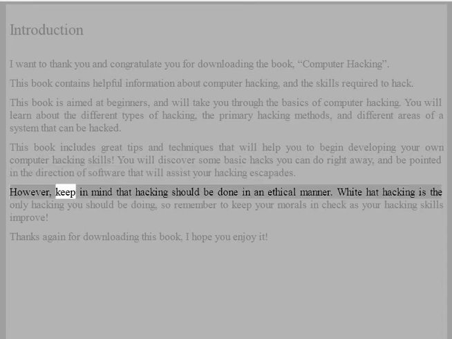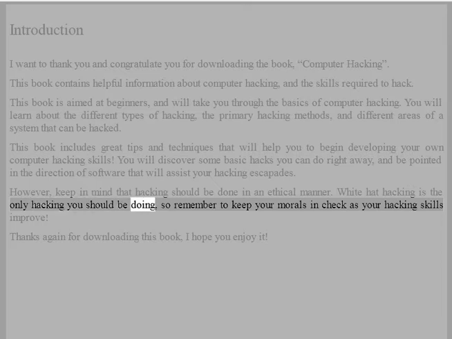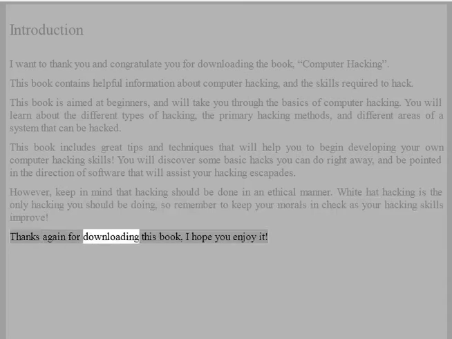However, keep in mind that hacking should be done in an ethical manner. White hat hacking is the only hacking you should be doing, so remember to keep your morals in check as your hacking skills improve. Thanks again for downloading this book. I hope you enjoy it.